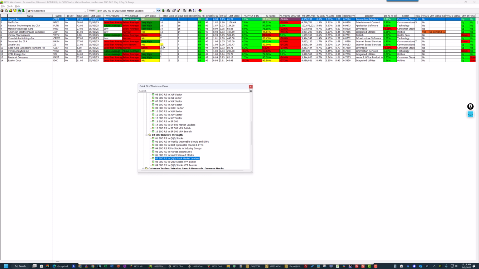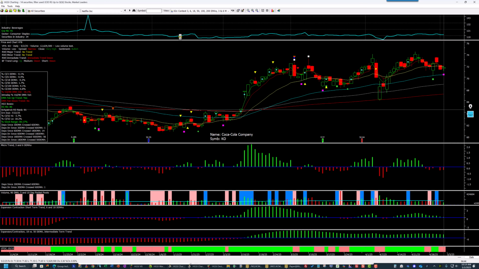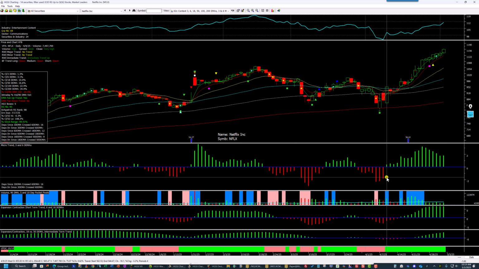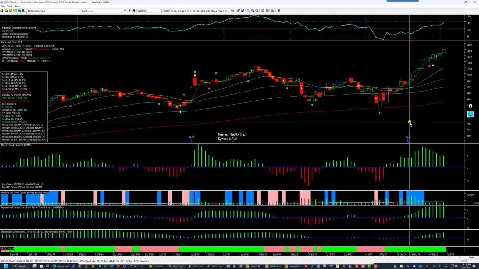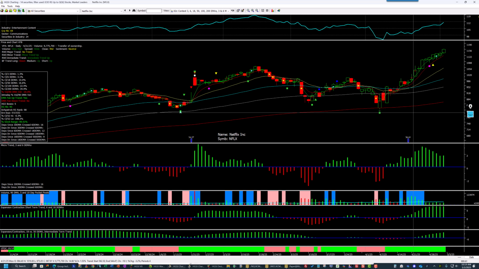Some of these were, well, Netflix. I mean, here's the obvious leader in the market. Here's where the crossover occurred right here on the earnings news, and it hasn't looked back. Actually, the earnings was here. This is a crossover here. Anyway, those are some things that I put in just to help us get to the information faster.